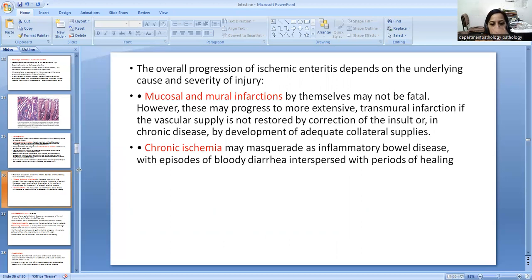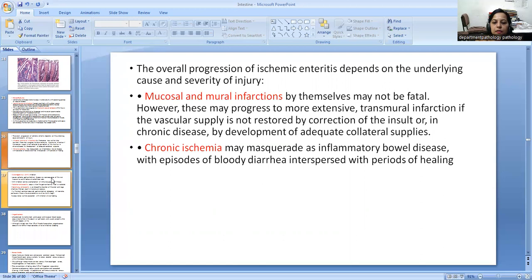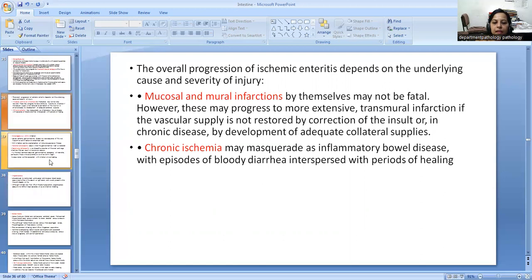However, these will progress to more extensive transmural infarction if the vascular supply is not restored by correction of the insult, or in chronic disease by development of adequate collateral supplies. Chronic ischemia may masquerade as inflammatory bowel disease, with episodes of bloody diarrhea interspersed with periods of healing.